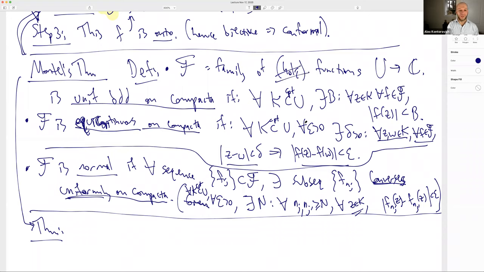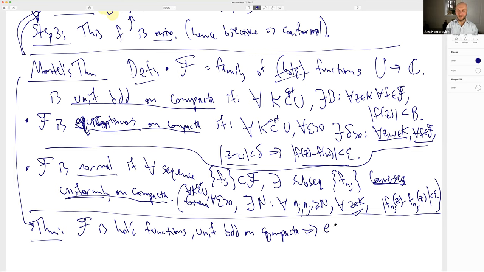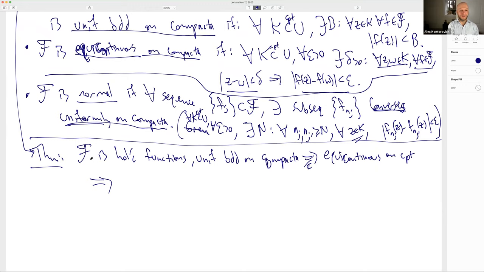General definitions of families of things. F is a family of holomorphic functions that are uniformly bounded on compacta implies equicontinuous on compacta, and this is only over the complexes. And then the two together, this and this together, implies normal.